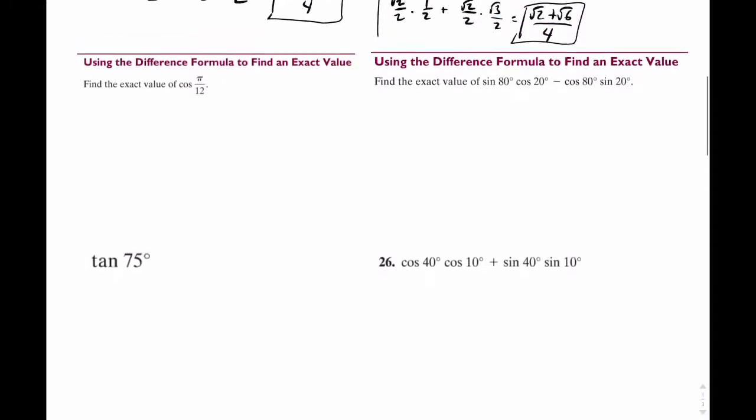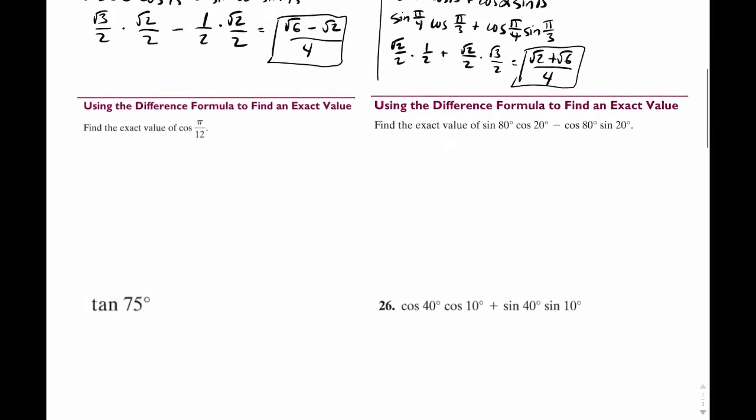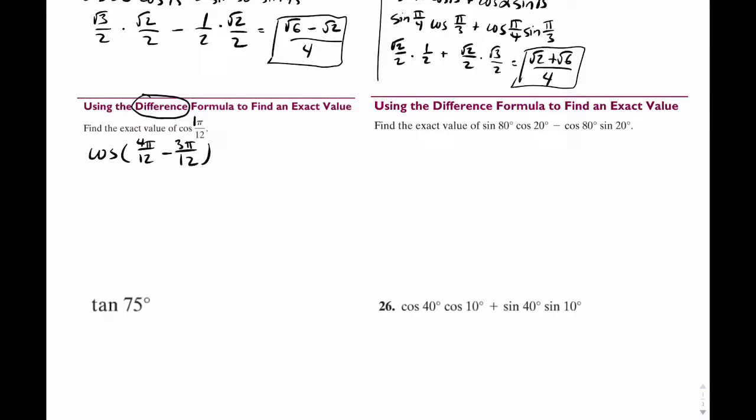So in this example, we have cosine pi over 12. And notice how we're going to use the difference formula. That's because this is 1 pi over 12, and it'd be much easier to subtract to get to 1 pi rather than to add. So quickly think to yourself what two numbers you'd subtract to that. So that would be 4 pi over 12 and 3 pi over 12. And then that will reduce to pi over 3 and pi over 4.